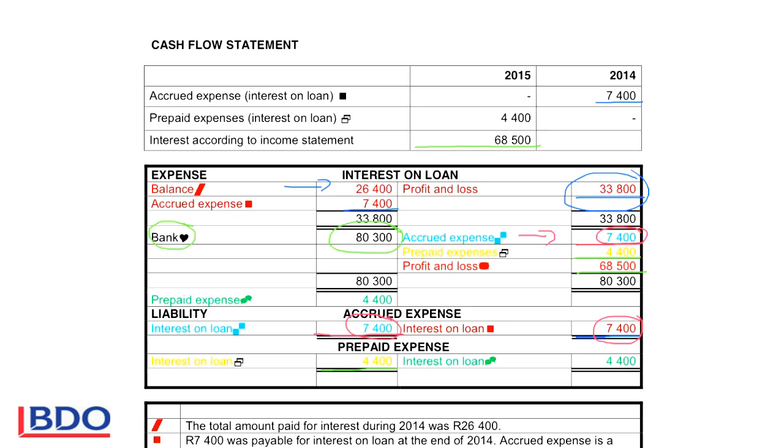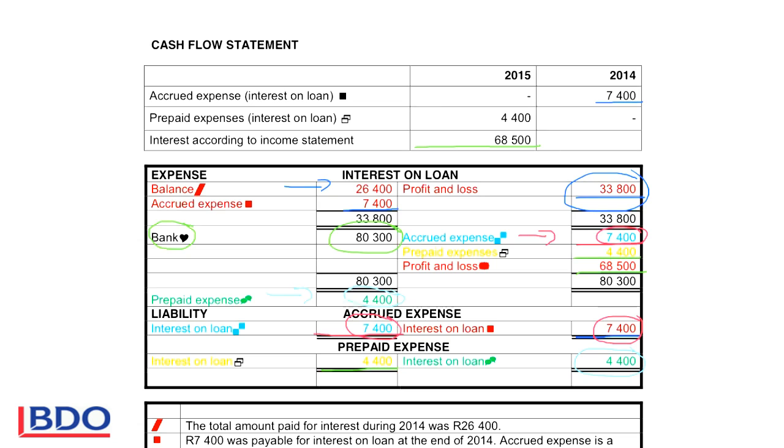At the beginning of the next financial year, we will have to do a reverse entry again to show that the prepaid expense that we created at the end of the year must now be reversed. So I will take it out of my prepaid expense account and I will put it into interest on loan on the debit side. So that prepaid expense indicates to us that for 2016, we already paid 4,400.